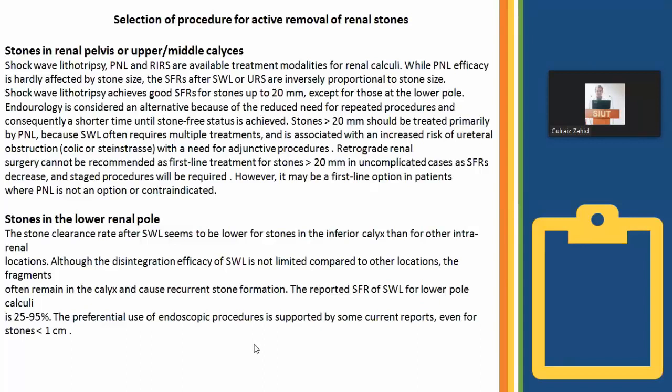Stones in the lower renal pole: the stone clearance rates after SWL seem to be lower for stones in the inferior calyx than for other intrarenal locations. Although the disintegration efficacy of SWL is not limited compared to other locations, the fragments often remain in the calyx and cause recurrent stone formation. The reported SFRs for SWL for lower pole calculi is 25 to 95%. The preferential use of endoscopic procedures is supported by some current reports, even for stones less than 1 centimeter.